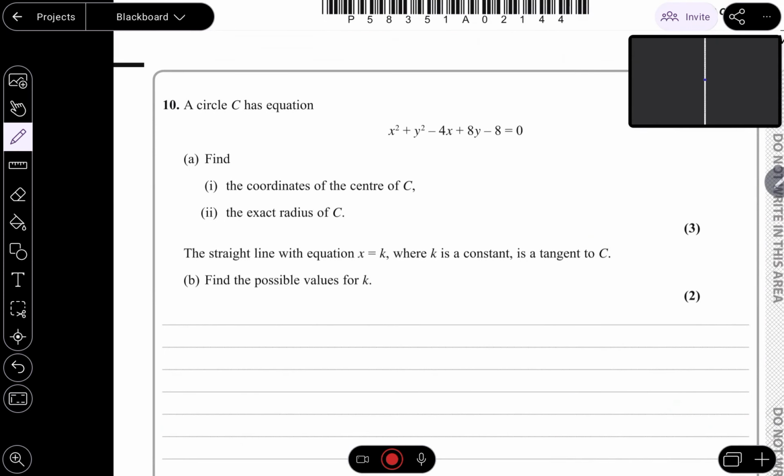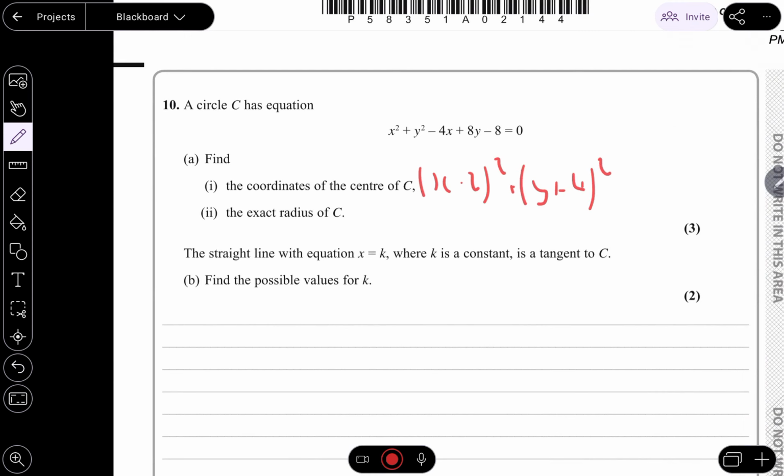Okay, so this should be easy, right? x minus 2 all squared plus y plus 4. My hand is in the way, that's super annoying. Minus 4 minus 16 minus 8 is minus 28, so that equals 28. That can't be right, right? Minus 4 minus 16 is minus 20. Apparently it is. So the exact radius is root 28. The center, I guess, is 2, minus 4.